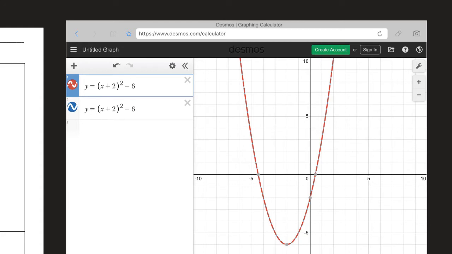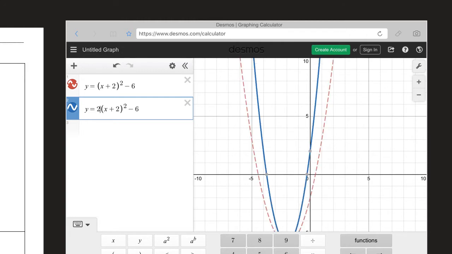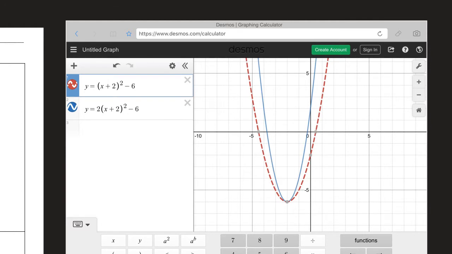So you can see the red line is going to be the one that doesn't change, and I'm going to insert a value here. So for example, what happens if I make the value in front of that bracket a 2? Ooh, what do you notice about that blue parabola? How does it look compared to the red one, the original one? Well, it's sort of a little bit squished, right? It's like somebody is pinching it in on the sides to make it a little bit more squished.